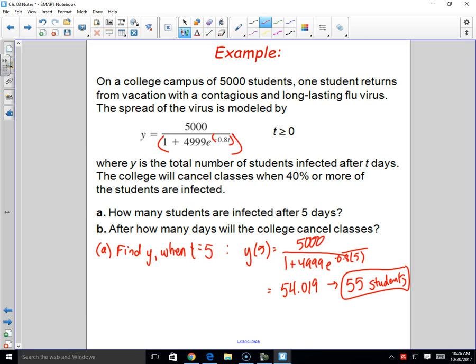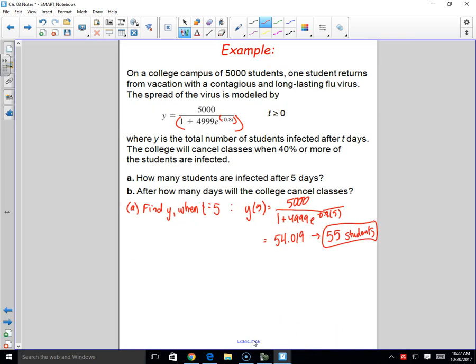But what's letter B asking? Okay, so what are we finding? What variable now? We're finding days, which is t. So find t. When they just said cancel classes, what's going on? 40% of the student body, which is 5,000, are infected. Does Y stand for how many are infected or aren't infected? Are. So what's 40% of 5,000? 2,000. So it's when Y equals 2,000.